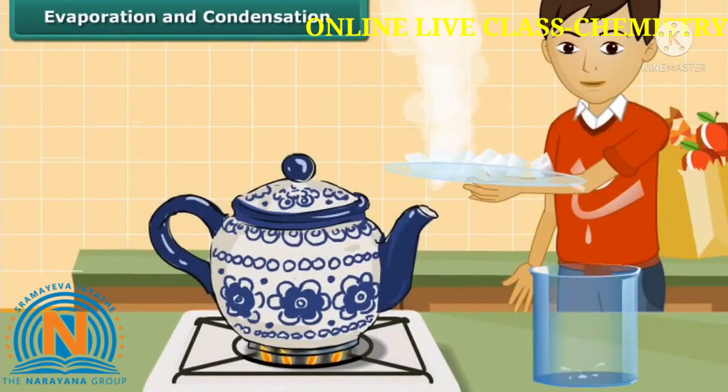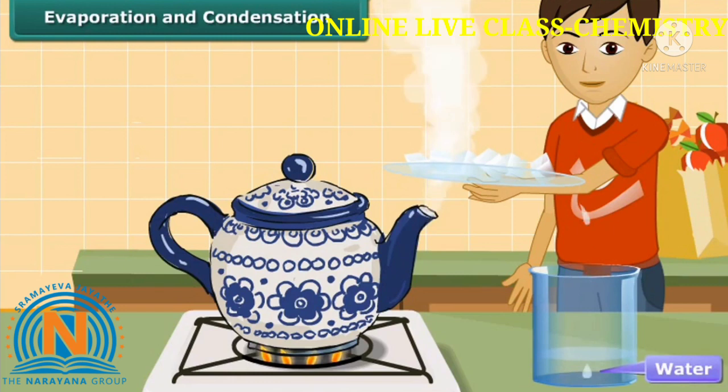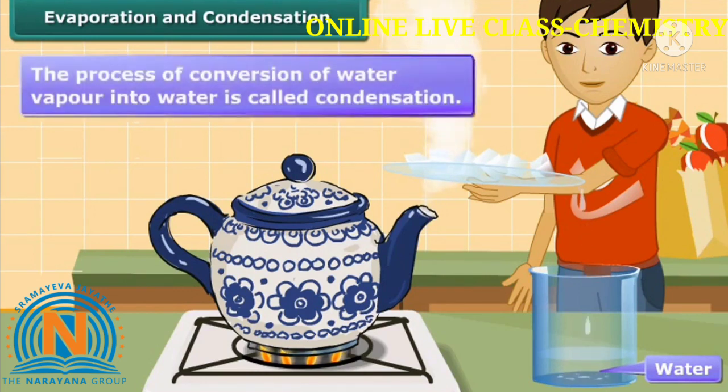In order to obtain the water while heating the salt water, hold a plate containing ice just above the spout of the kettle. When the steam escaping through the spout comes in contact with the plate containing ice, it condenses and forms water. This process gives us back the water. This process of conversion of water vapor into water is called condensation.